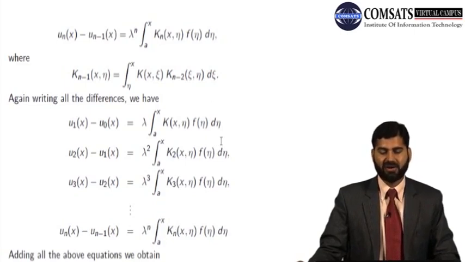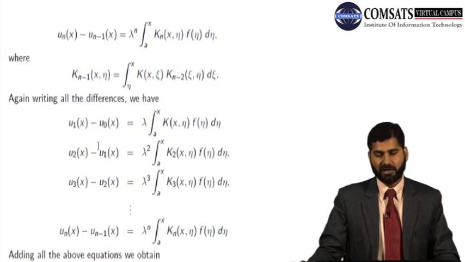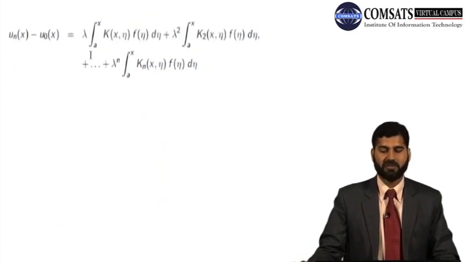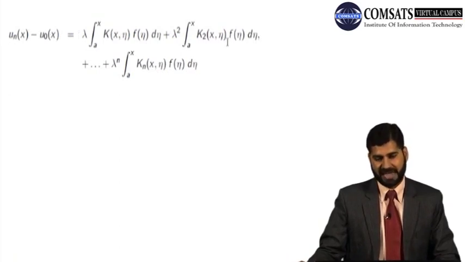If you add all these equations, what will happen? u1 will cancel out, u2 will cancel out, u3 cancels out, u(n-1) will cancel out. You will be left with just un and u0 on the left hand side. And on the right hand side you can just add all these up.